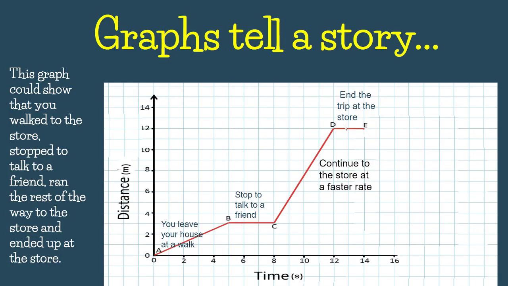Okay, so graphs tell a story. This graph could show you walked to the store, stopped to talk to a friend, ran the rest of the way to the store, and then ended up at the store. So some of these, obviously, we're interpreting and adding some data to the graph that we don't know, but you can use this to come up with a story, or if you have a story, we can create a graph from that, assuming that we can make up some numbers or find some numbers to go along with it. And so this graph gives us a lot more information than just 5 different points on a data table would.